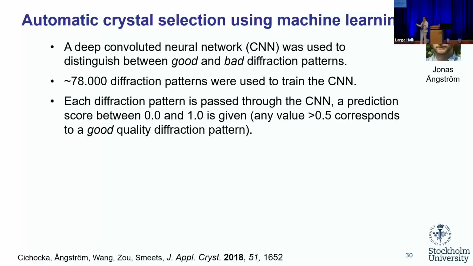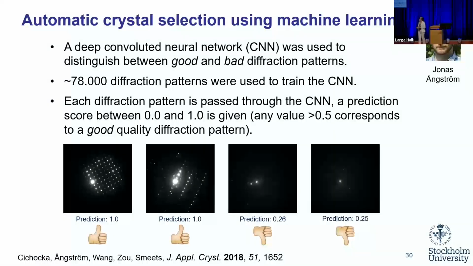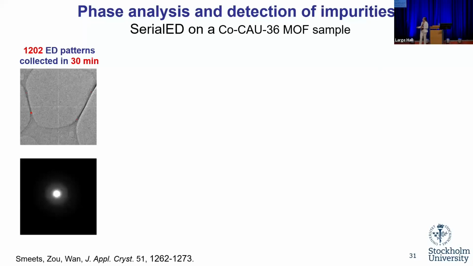And when you have such data, of course, you cannot really do it by hand. So my postdoc developed a neural network method for learning what is a good diffraction pattern and what is a better diffraction pattern, and you give scores to all of them. In this way, it is possible to look at just the good diffraction patterns. Using this, we applied it to the MOF CAU-36, and this is the data we collected.